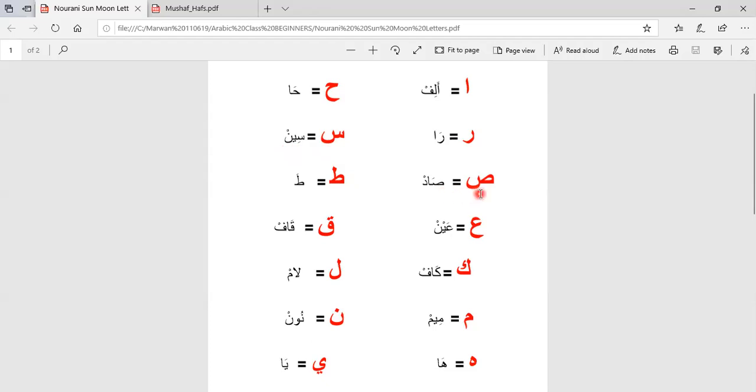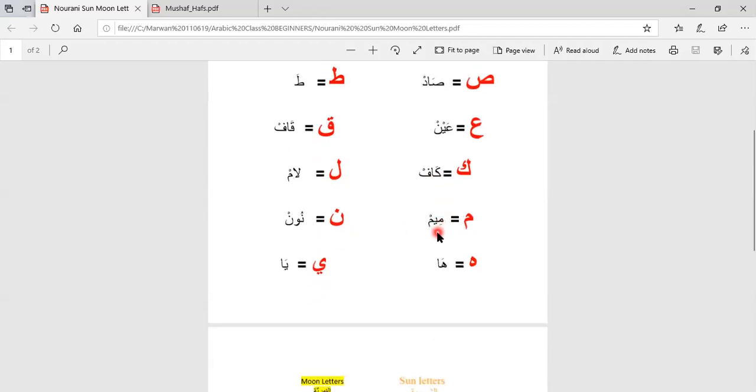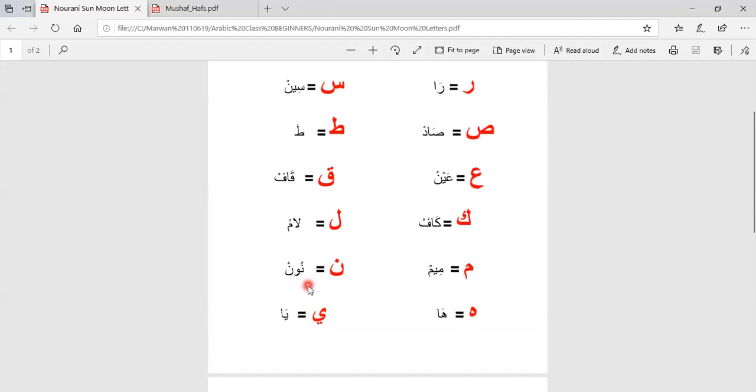This is sad. This is ta. Actually, we're missing an alif. I made a mistake here. Sorry. This is ta. There's an alif, ta, prolonged ta. Ain. Qaf. Kaf. Lam. Mim. Noon. Ha.